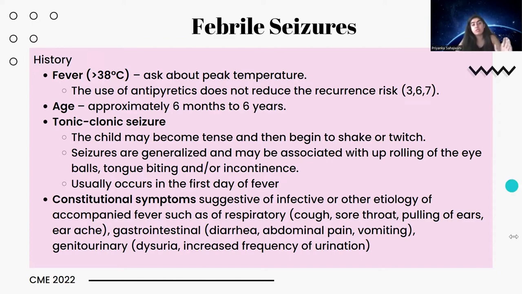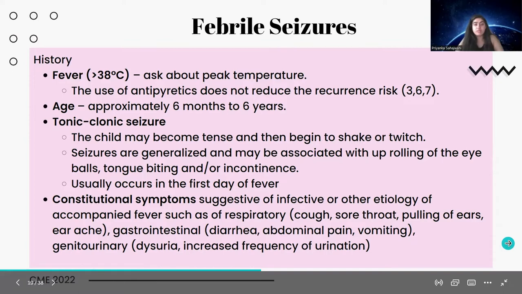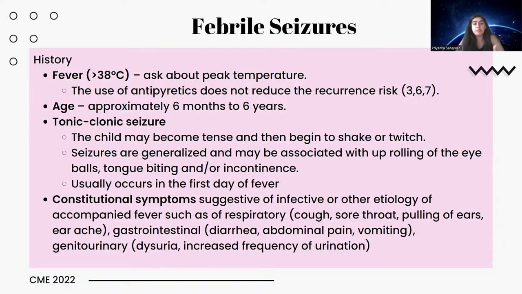So the tonic-clonic seizure, you have the same signs. The child will become tense and will begin to shake or twitch, and they may be accompanied by eye rolling, tongue biting, and incontinence. For the tongue biting, you are supposed to prevent it by putting a mouth guard in their mouth, because at some points the seizure can be so severe and the contraction can be so severe that they will bite their entire tongue off and will cause massive bleeding. There have been cases where the entire tongue has been bitten off.